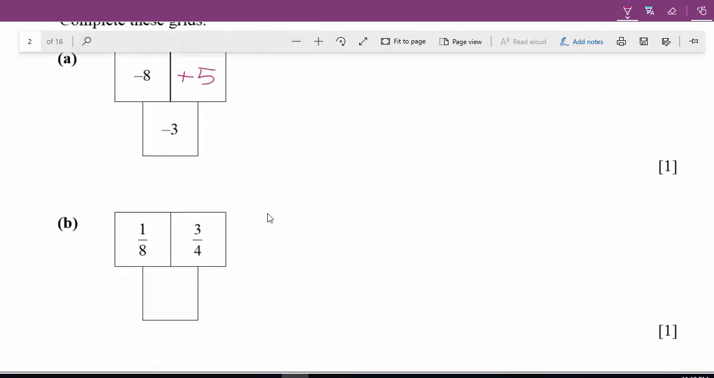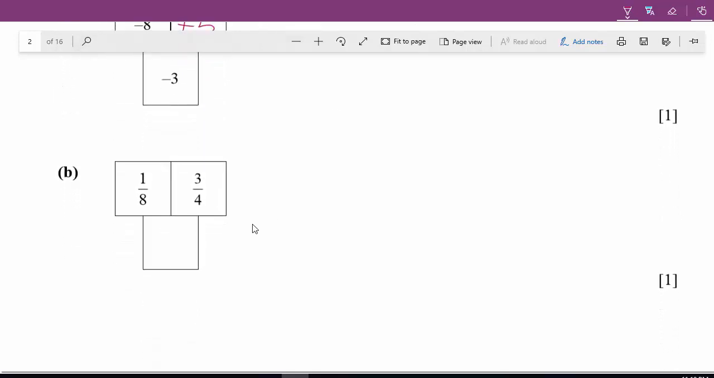B. This time we have fractions. Whenever we have fractions and we have to add or subtract them, we need to find the common denominator. So here we have 1 over 8 plus 3 over 4. The common denominator for 8 and 4 is 8. This one is already 8, so we don't need to change anything.